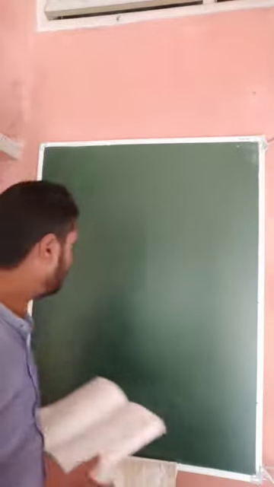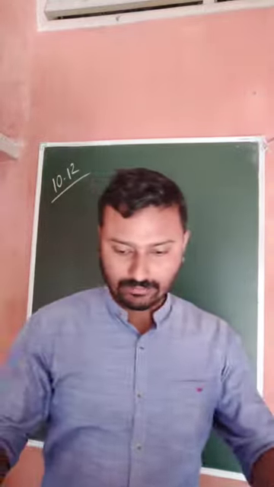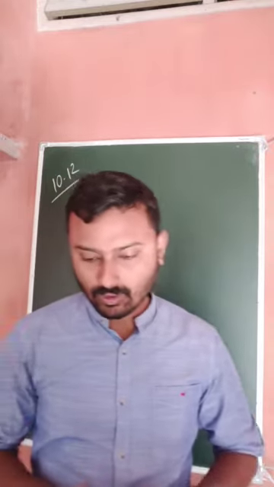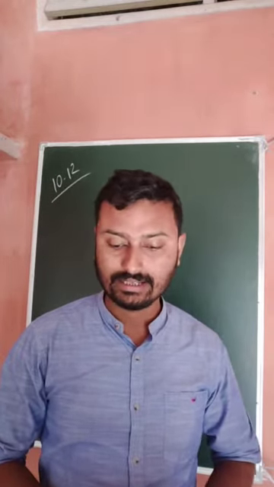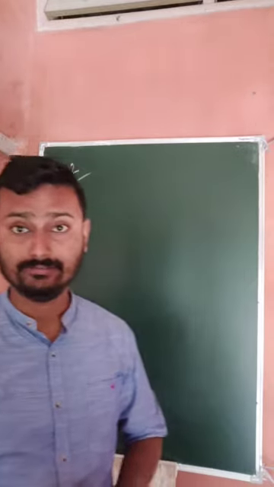Okay, so come to another theorem, theorem 10.12. Theorem 10.12 is actually the converse of theorem 10.11. So 10.12 states that if the sum of a pair of opposite angles of a quadrilateral is 180 degrees, then the quadrilateral is cyclic.